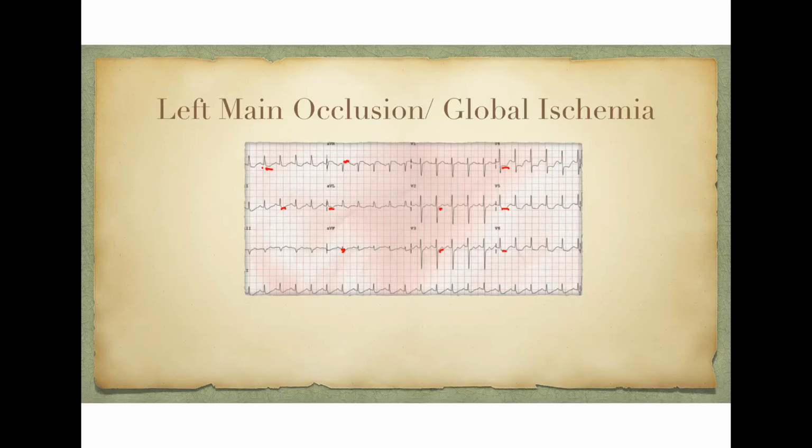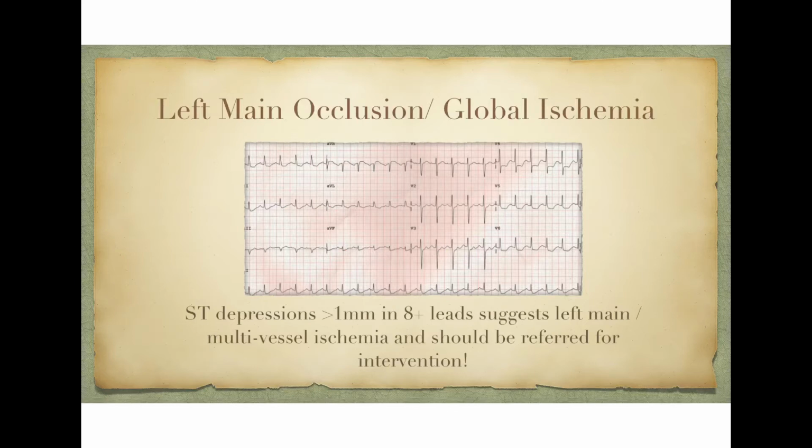Whenever you see something like this, diffuse ST depressions with only ST elevation at AVR, this should really scare you, because this can be a pattern associated with a blockage in the left main coronary artery, or it can be indicative of triple vessel disease, and either of those conditions are very serious, very life-threatening, and require urgent intervention.